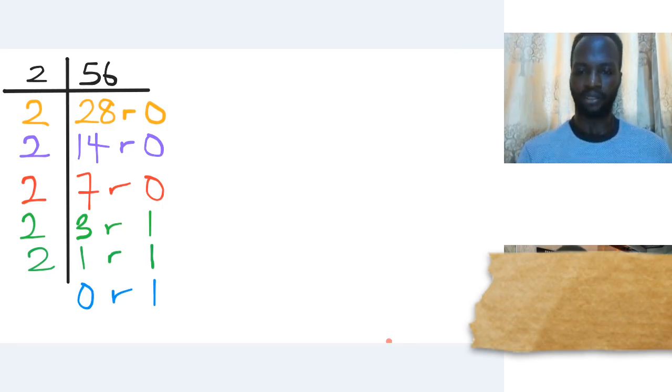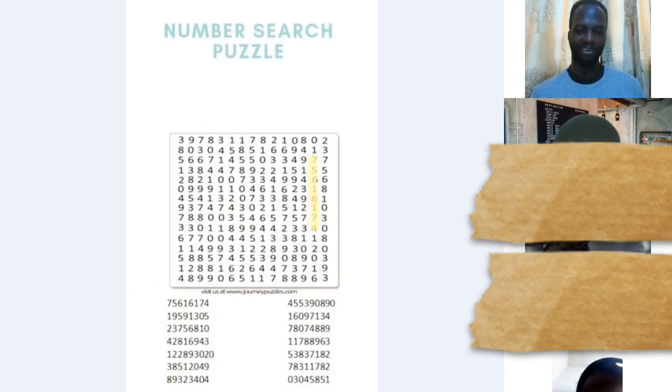Let me extend my line. Okay, so that's 0 remainder 1. So what you are going to do next is to write all the remainders. Write all the remainders. That's what you are going to do next.